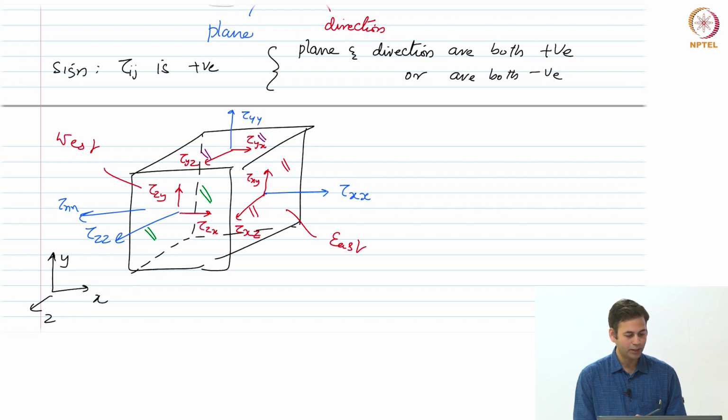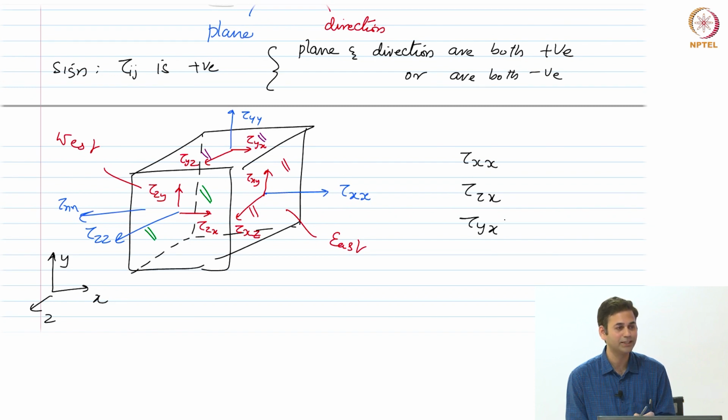Now, let me consider the forces in the x direction that arise because of all the stresses acting in the x direction. What are the stresses that are acting in the x direction? Tau xx is acting in the x direction, which would give you a force in the x direction. What are the other stresses acting in the x direction on this fluid element? Tau zx, tau yx. Essentially, the second subscript should be x. All of them having a second subscript x will be acting in the x direction, and y in the y direction, and so on.